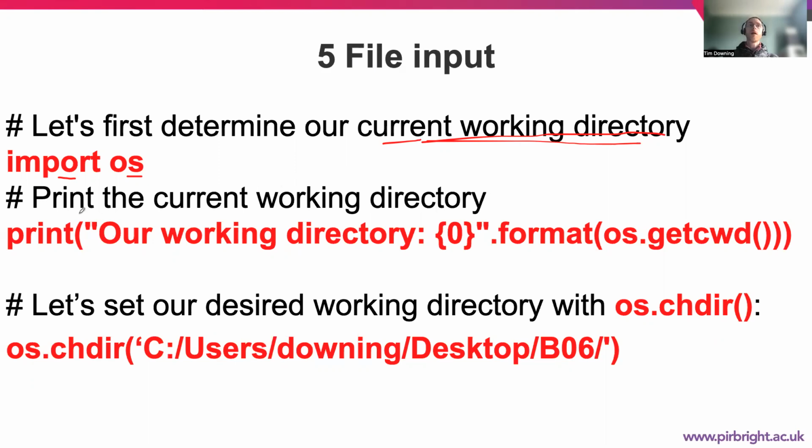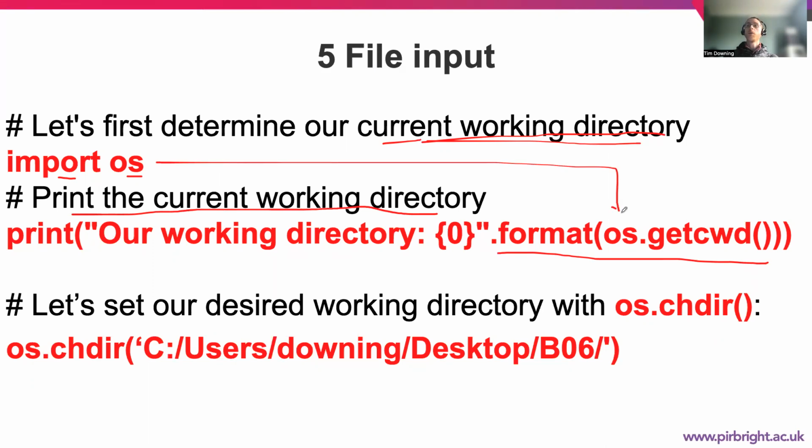So one way to clarify what we're trying to do is to print out what your current working directory is. You can do that using this special command called .format. And what we're using is this os package. We're calling the getcwd, get current working directory command from that package here. And we're just formatting it to extract the first element, that's element 0. So that gives us our current working directory.